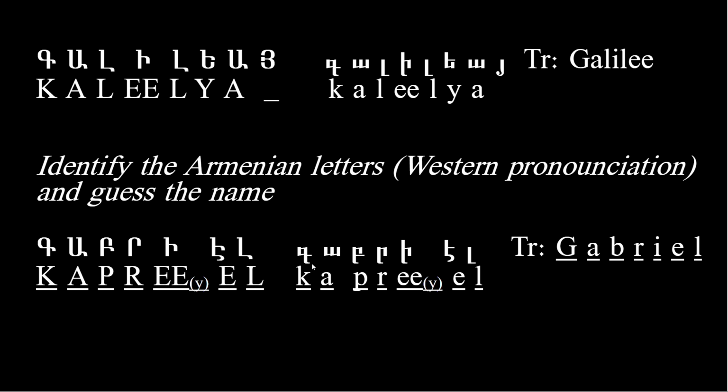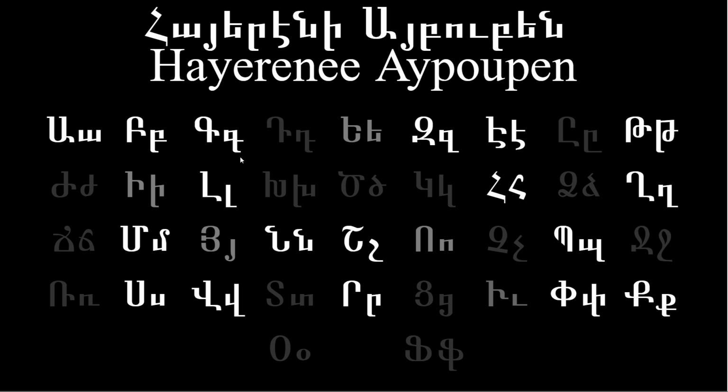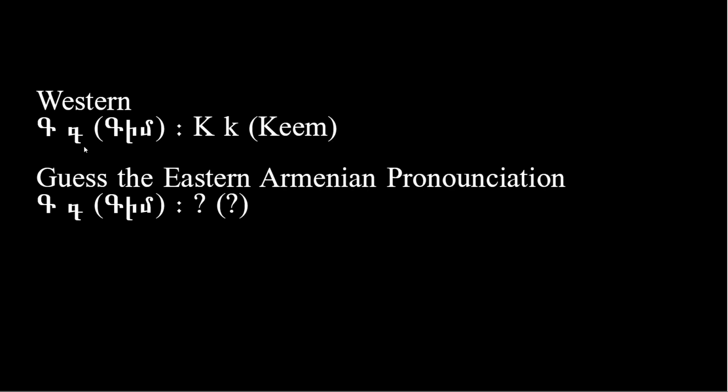Capriel, which in English is Gabriel, like the angel Gabriel. And with that, we've covered the third letter of the Armenian alphabet, which is Kim, producing a K sound.